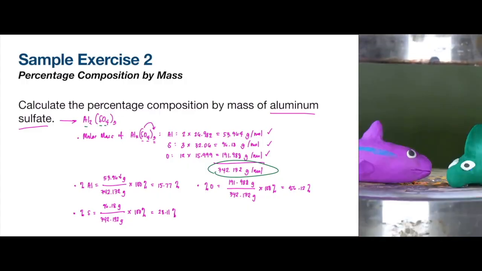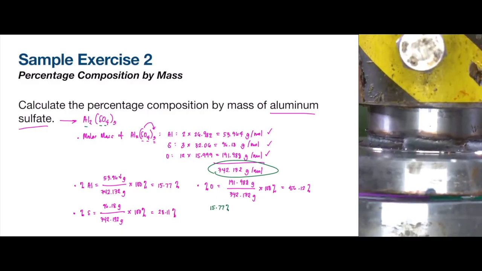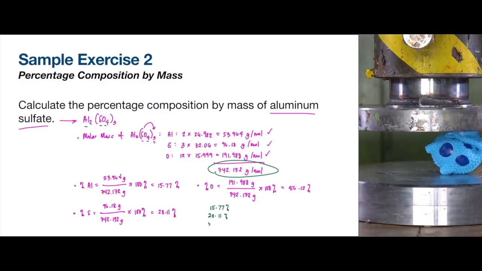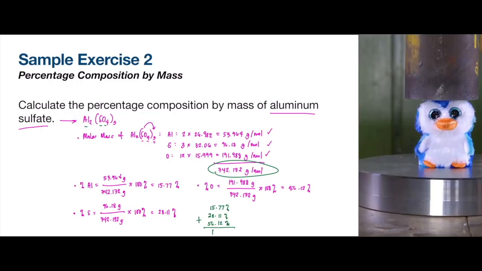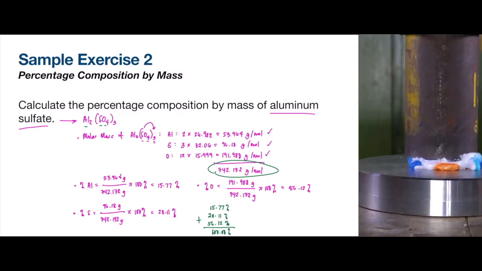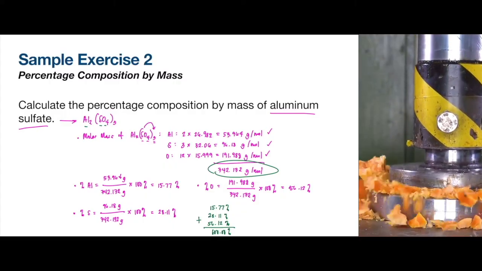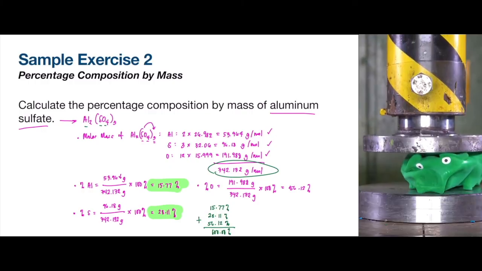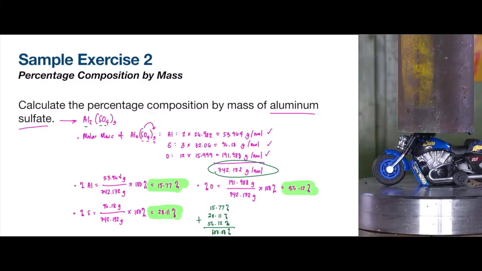Let's check. So we have 15.77%, 28.11%, and 56.12%. If we're going to add them, the answer would be 100%. Therefore, we have the correct answer. Thus, the mass percentage of aluminum in aluminum sulfate is 15.77%, 28.11% for sulfur, and 56.12% for oxygen.